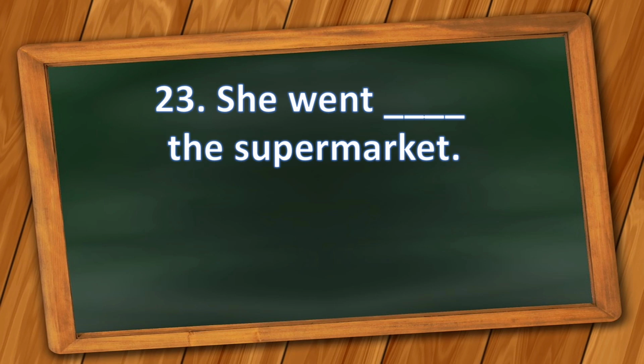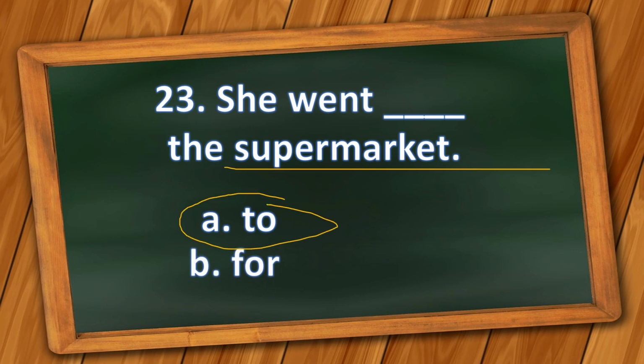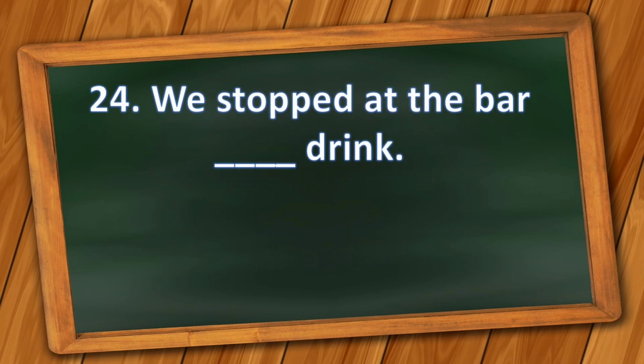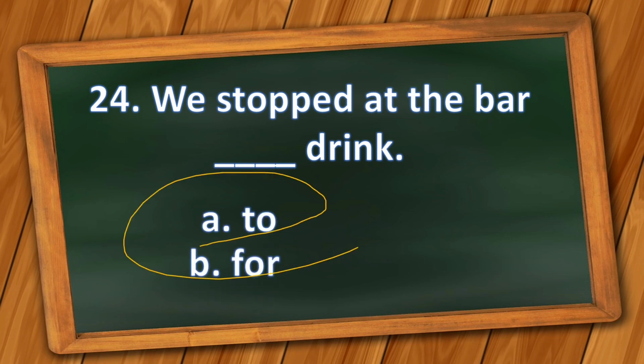Number 23. She went blank the supermarket. Tama, ang gagamitin natin dito ay to. Saan siya pumunta? Sa supermarket. May patunguhan, right? Next, number 24. We stopped at the bar blank drink. Para uminom. Tama, to drink. Yun ang gagawin nila. So, hindi po for ang sagot ha.